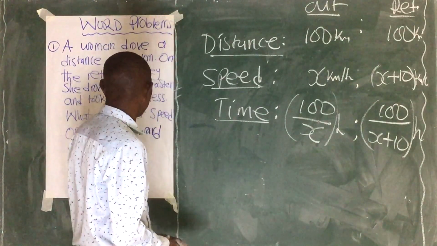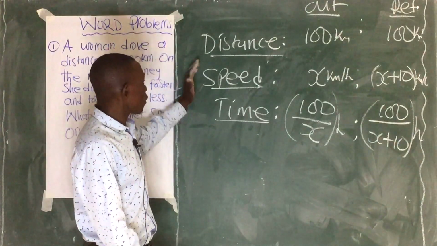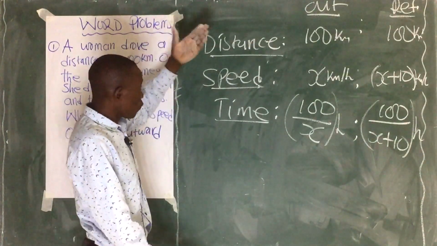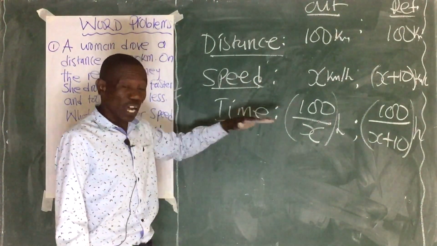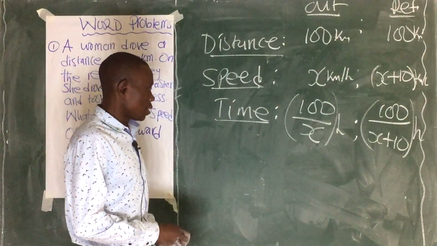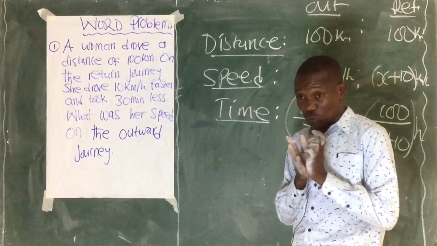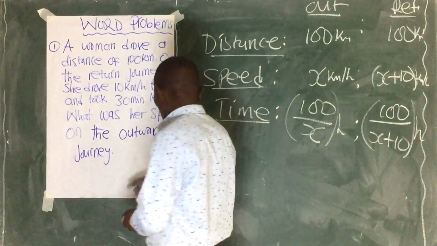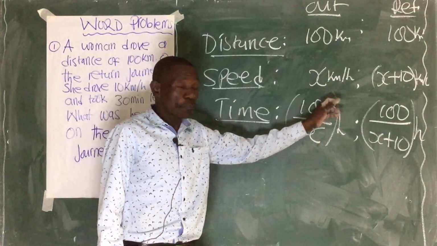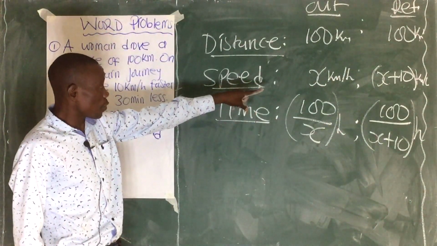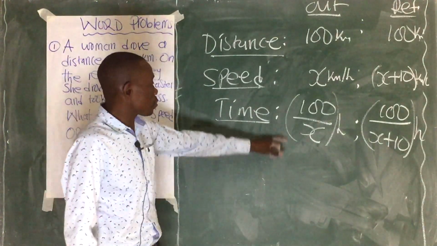So now you can see that the question has been summarized into three stages: the distance out and return, the speed out and return, and the time out and return. Now, our question is, how much was the speed on the outward journey? What the question is asking is the value of x, because x represents the speed for the outward journey. So we just need to find the value of x.